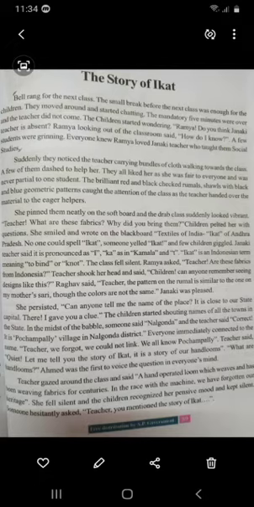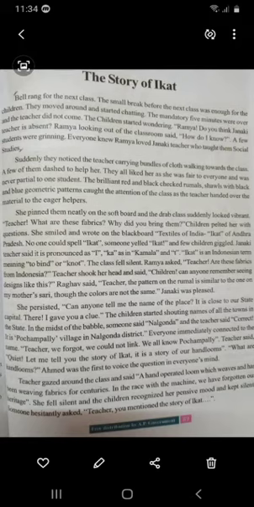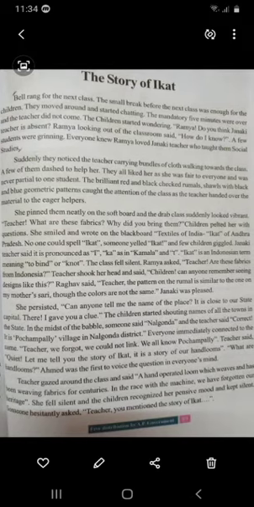Everyone immediately connected to the name. Teacher, we forgot. We could not link. We all know Pochumpalli. Teacher said, quiet. Let me tell you the story of Ikat. It is a story of our handlooms. What are handlooms? Ahmed was the first to voice the question in everyone's mind.